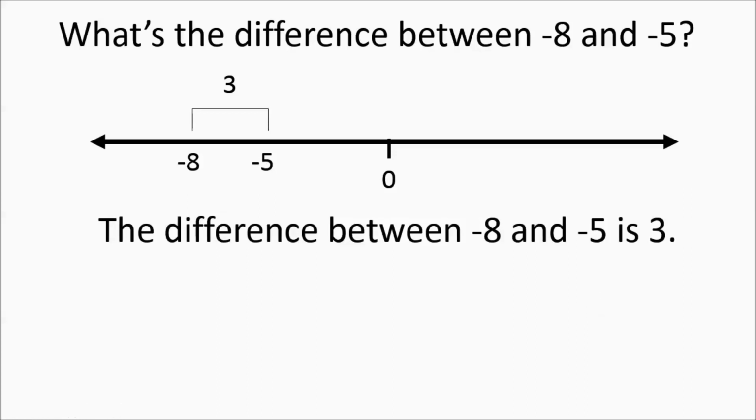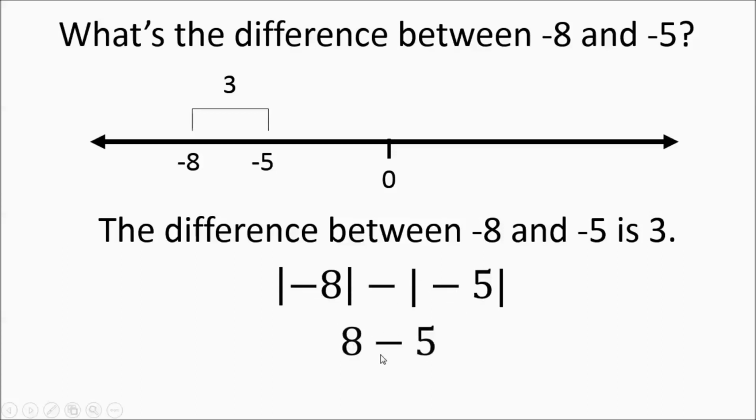Notice how I didn't say negative or anything. The difference is always going to be a positive amount. One way you could sort this out mathematically is you could say, oh, that's 8 away from 0. Take away the 5 away from 0, and you subtract them and you get 3. I'll let you soak that in for a sec.